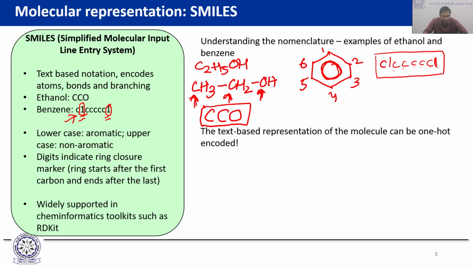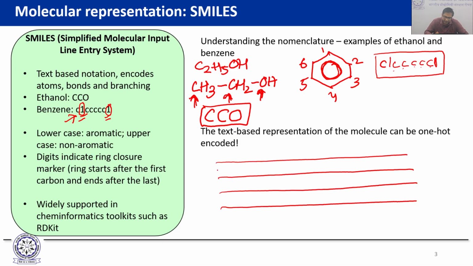Now, one of the advantages of the SMILES based system is that this type of text based representation of the molecule can be one hot encoded as well. So what do I mean by it? So here basically what I will say is, I can create a feature vector type of table, and when I create a feature vector type of table, I have to put things which look like this. So basically I have the first position, the second position, third, fourth, fifth, sixth, seventh and eighth.